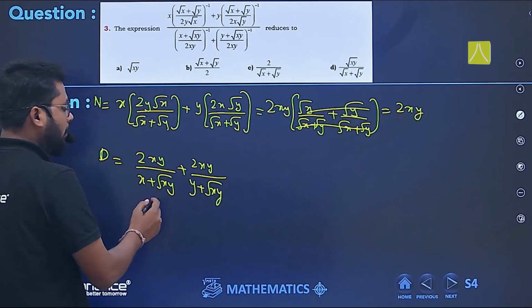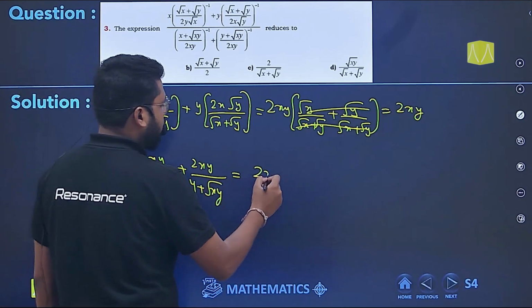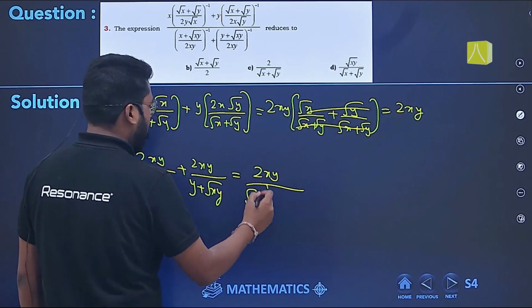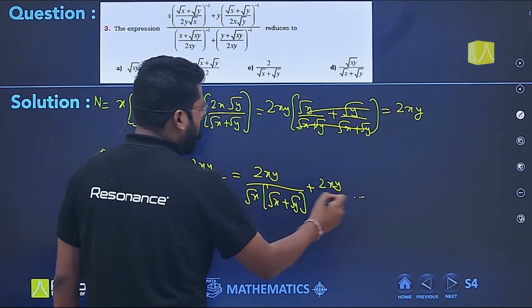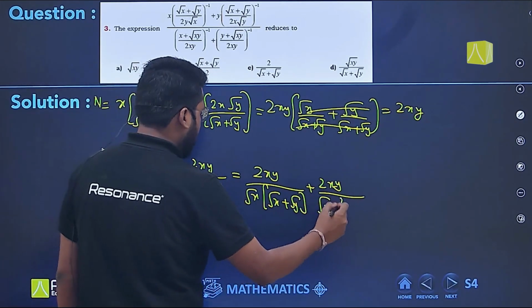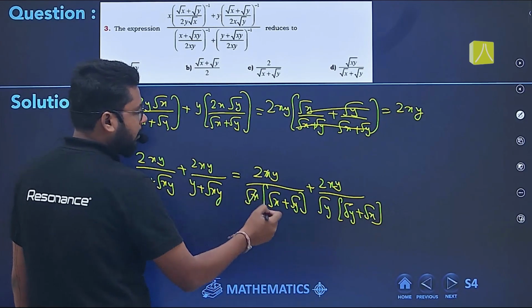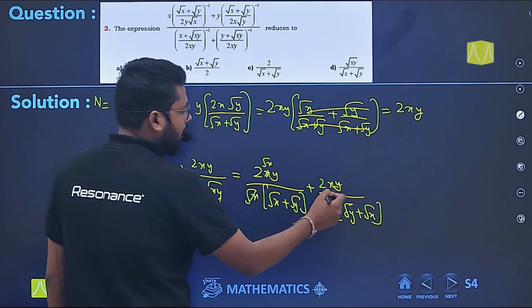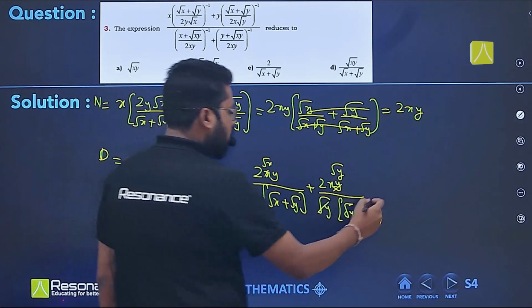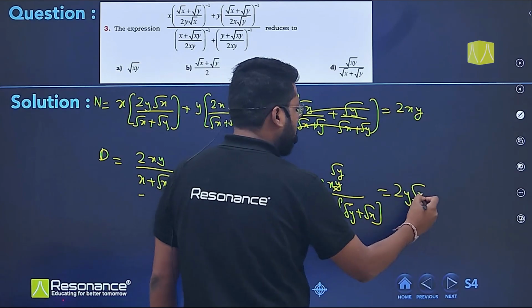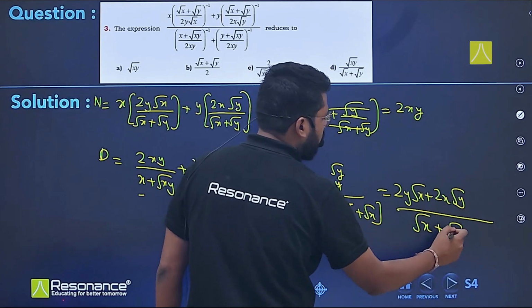In the denominator you can see that we can take root x common. So it will be like 2xy divided by root x bracket root x plus root y. We are taking root x common. Similarly in the second term we can take root y common, so it will be left with root y plus root x. Now if you cut root x here, it will be root x only. Similarly for root y, it will be root y only. Now if you take LCM, because denominators are same, it will be 2y root x plus 2x root y divided by root x plus root y.